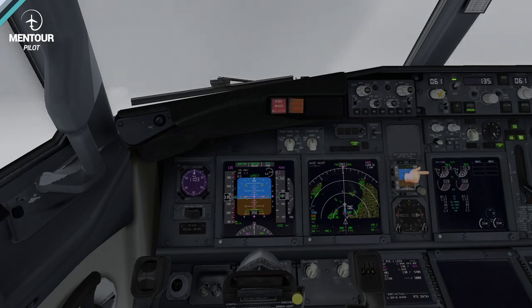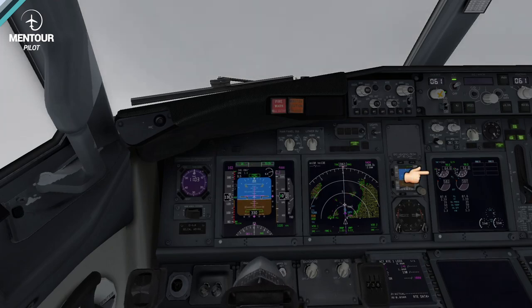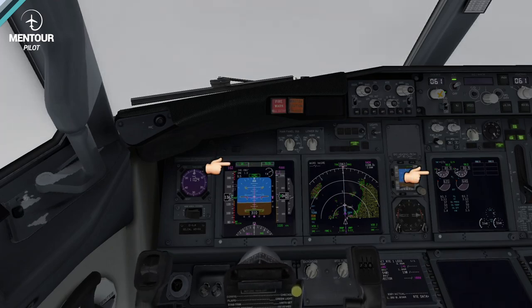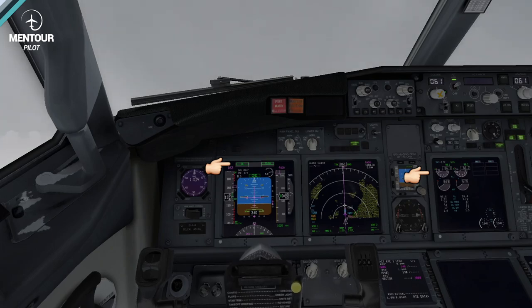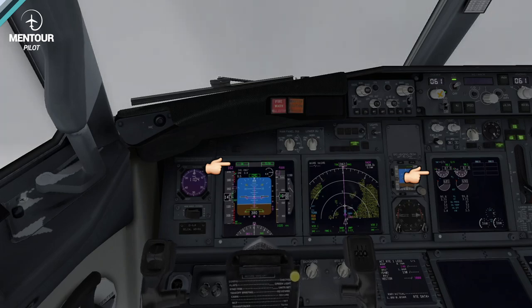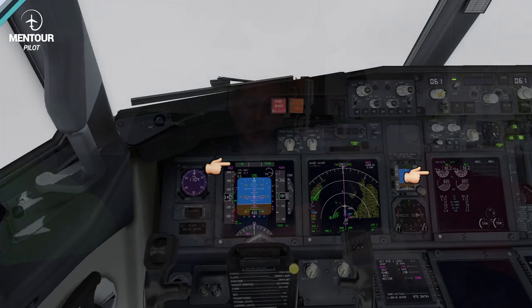So as you push TOGA, the auto thrust is going to go to reduced go-around thrust, and you're going to get go-around in the flight mode annunciator. So with one push of TOGA, it goes up to about 90% of thrust. And the reason you're not getting full go-around thrust is that this reduced go-around thrust is going to give you about 1,000 to 2,000 feet per minute climb. That's sufficient to get you a safe climb away from the ground.